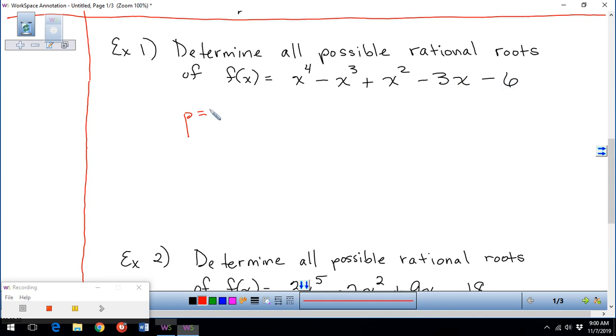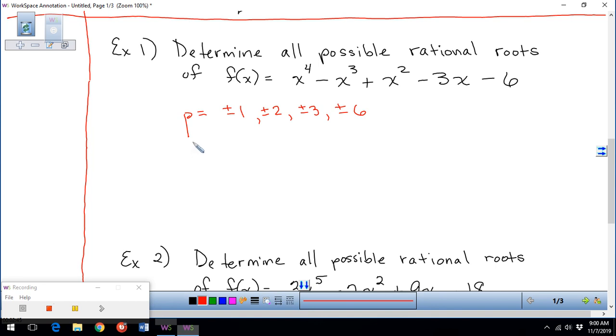So if you think about all the numbers that multiply to give you a negative 6, it could be a positive or negative 1. It could be positive or negative 2, positive or negative 3, and positive or negative 6. These are the numbers that will divide cleanly into negative 6.